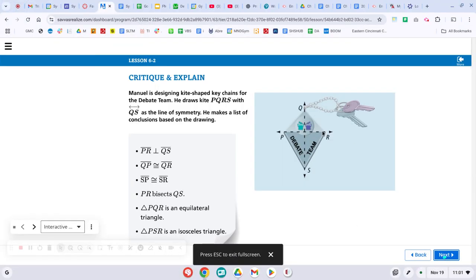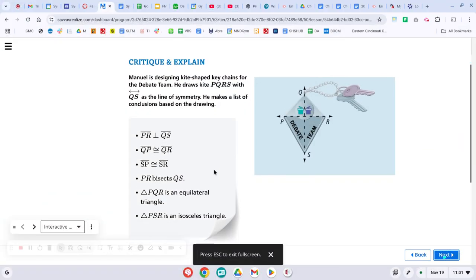Okay, so look, they're designing a kite for a keychain. What I need you to realize is that kites fly because these are perpendicular, and they have their shape because QP is equal to QR, and because SP is equal to SR. You might want to pause the video and write down these facts because I don't have enough time in a 5-minute lesson to explain them all to you, but you could go through with a proof and prove all these things to yourself with everything you've learned in my class so far.